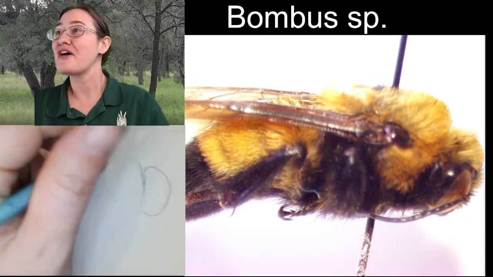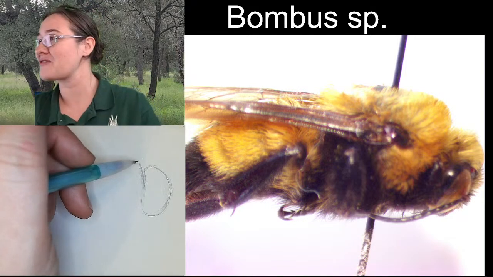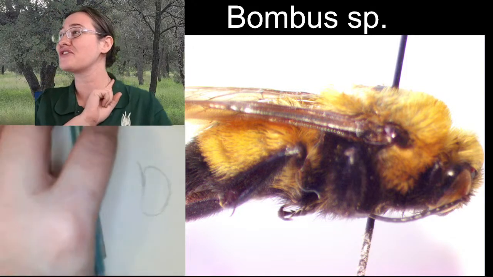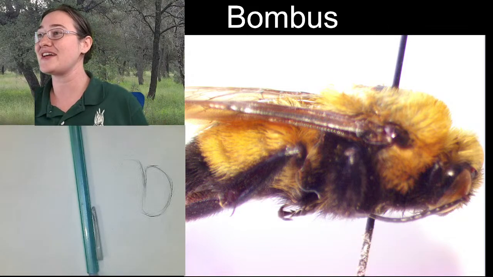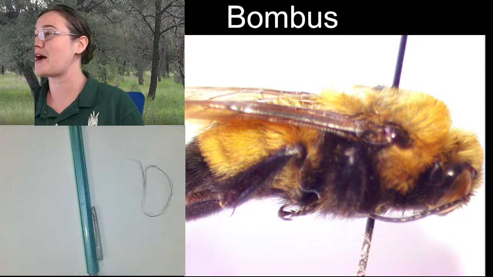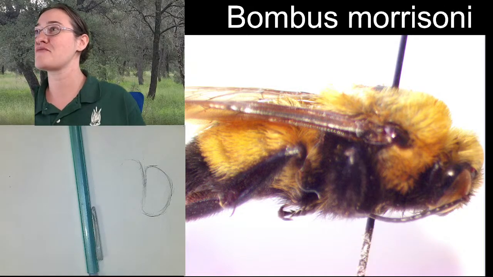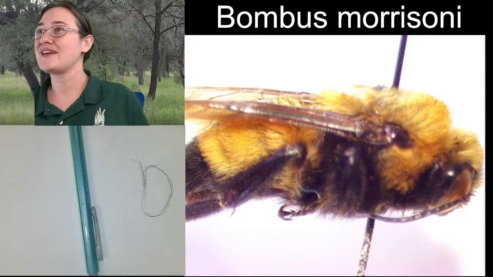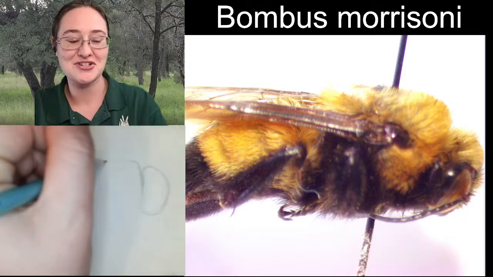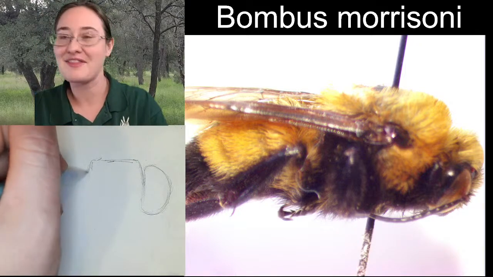All right, so the thorax is up here and rounded out, and Eric, I would totally trust Eric. So the likelihood is that he said it is Bombus morrisoni, the Morrison's bumblebee. I'll have to look up pictures to confirm that.